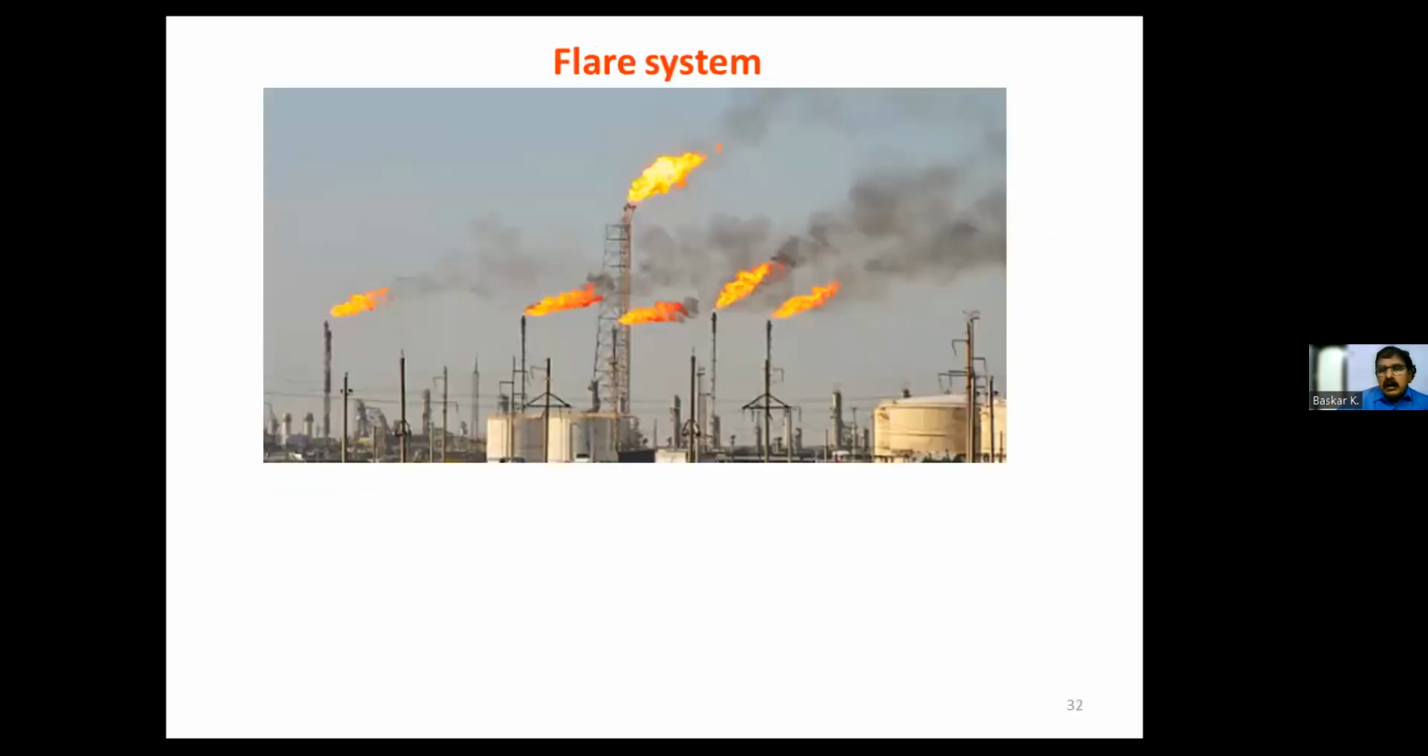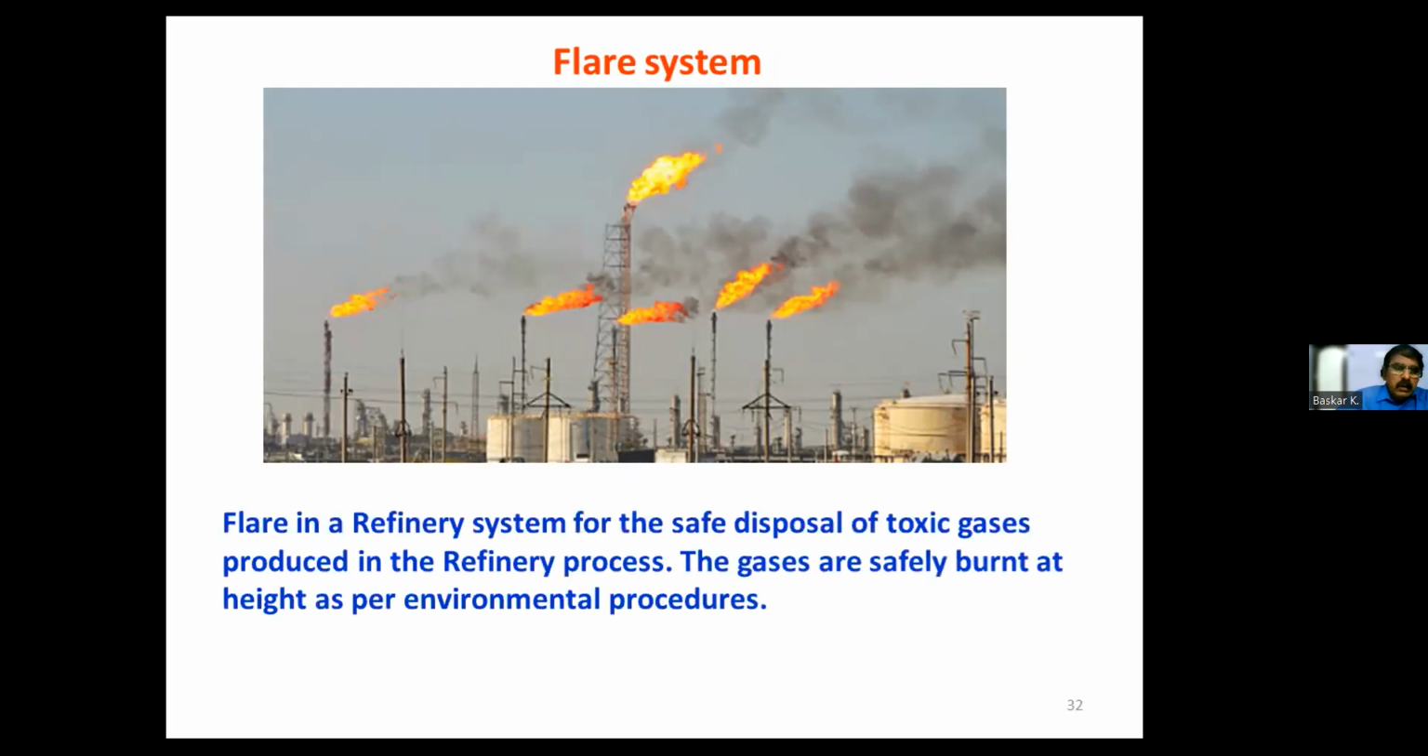Now the last part of operations, flare. Many of you would have seen this flare burning gases left and right 24/7, and you might be wondering why it is taking place. Okay, a flare in a refinery system is for the safe disposal of toxic gases.